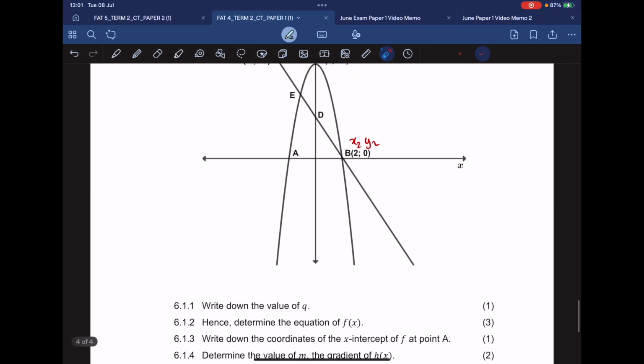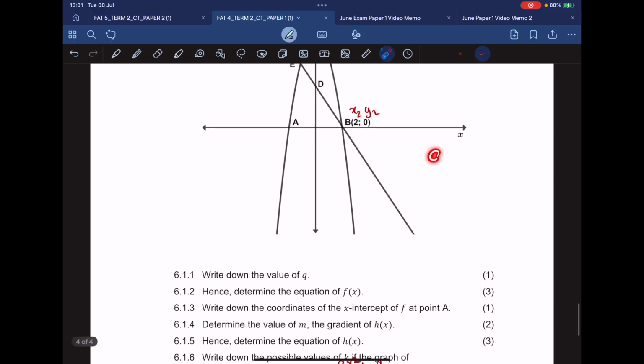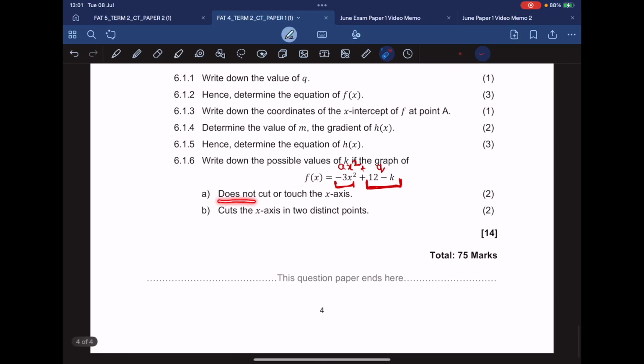But for my parabola to never even touch my x-axis, my q value must be less than 0. Remember, it mustn't even be 0, because if it's 0, it's going to touch the x-axis, and I don't want it to touch. I want it to lie below. In other words, it must never touch and it must never cross it. So that means my q value must be less than 0. If that's the case, then I will have the graph that they want, meaning does not cut or touch. So for this to be true, my q must be less than 0.